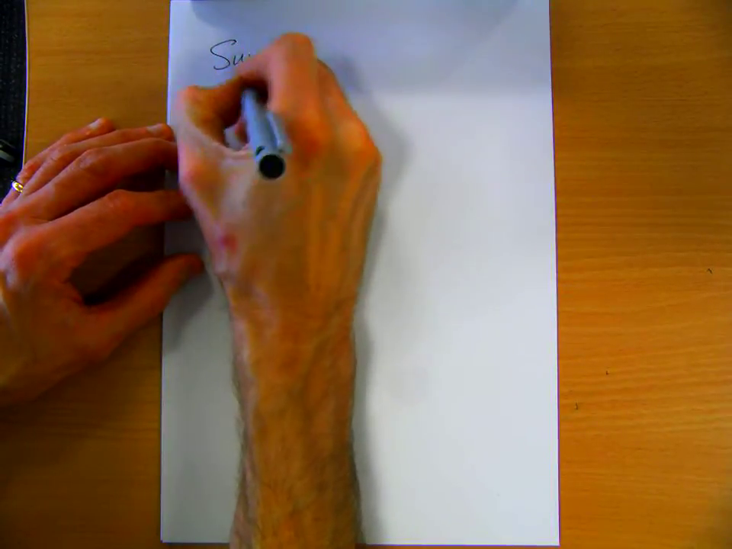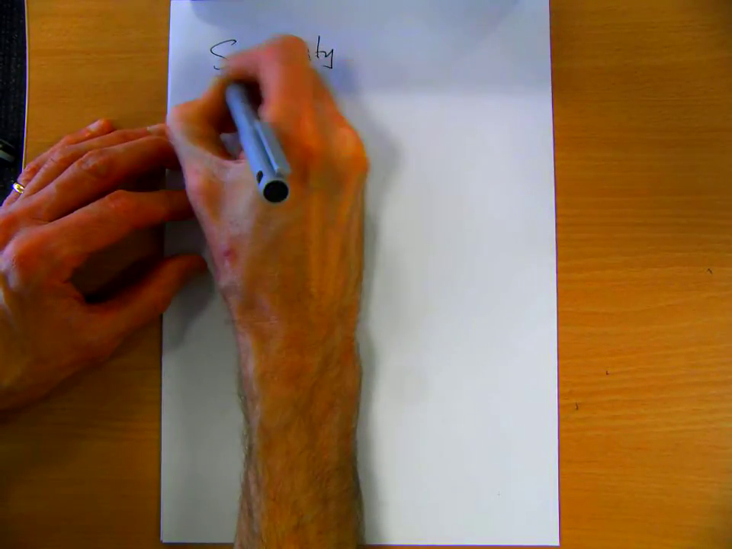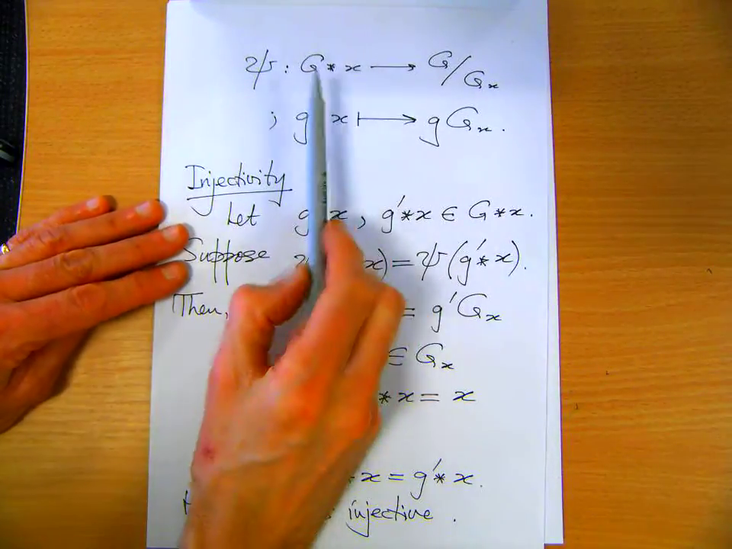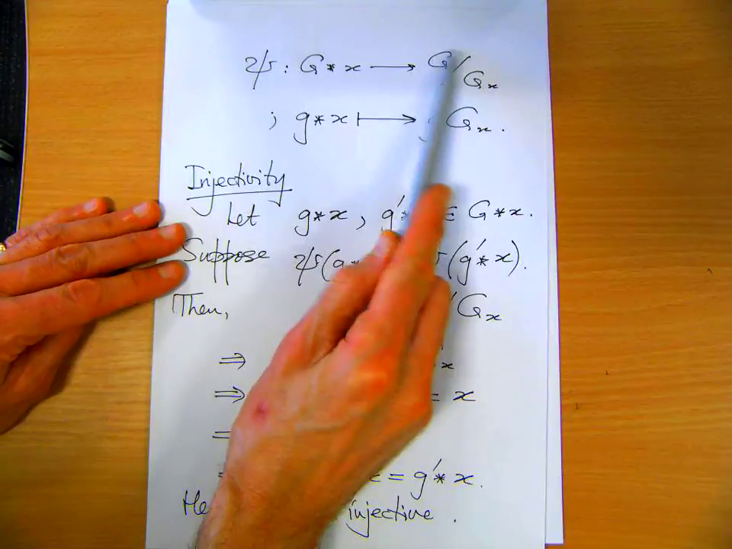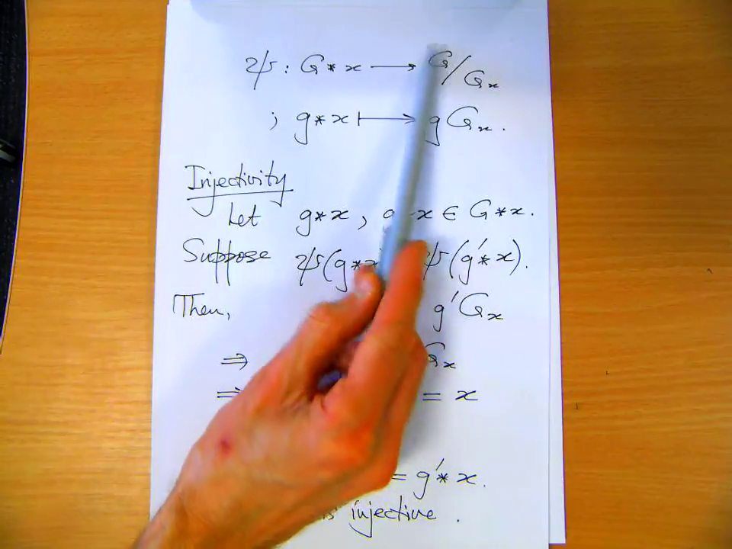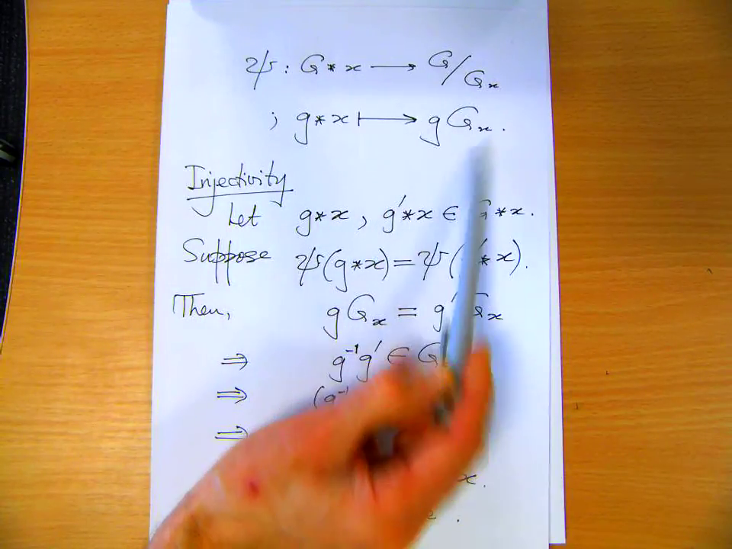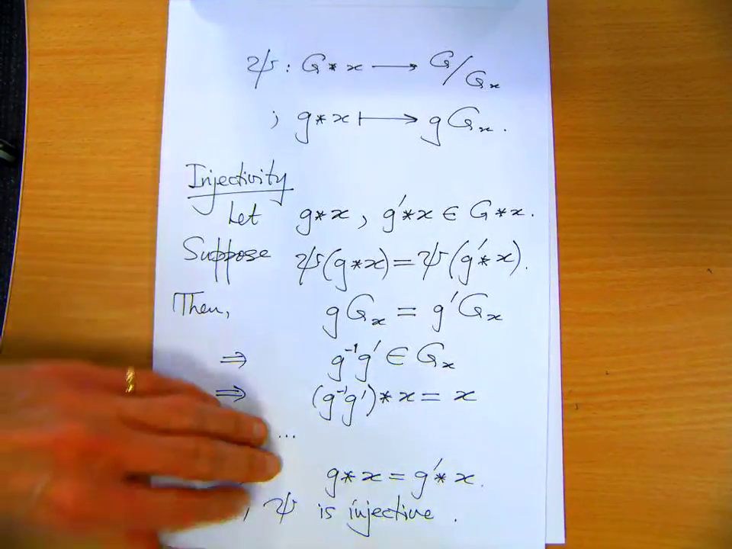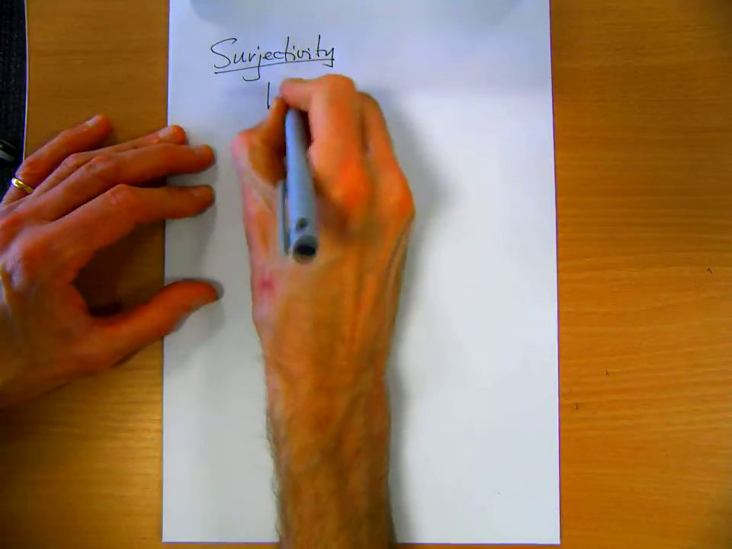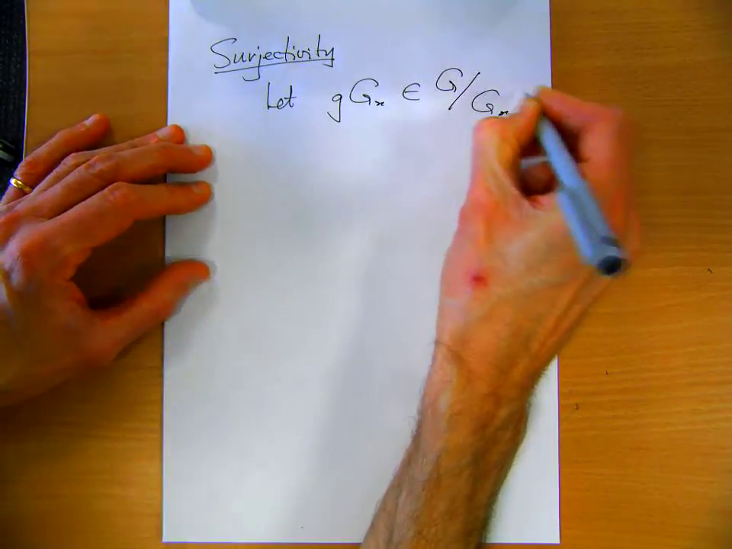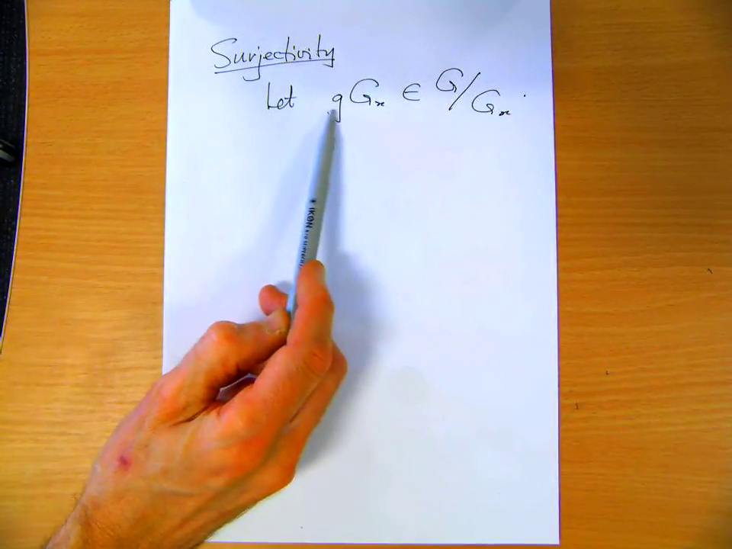And then surjectivity, which is a bit easier. How do we prove something surjective? Well, to remind you what the function looks like, we're going from G star x to G over G_x. So to prove surjectivity, we take an element in the codomain. So we take a left coset, and we want to find something in the orbit that goes to that coset. Okay? So a left coset looks like that. It's an element times a subgroup.